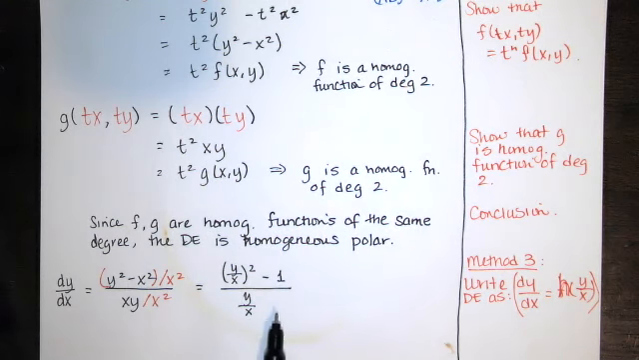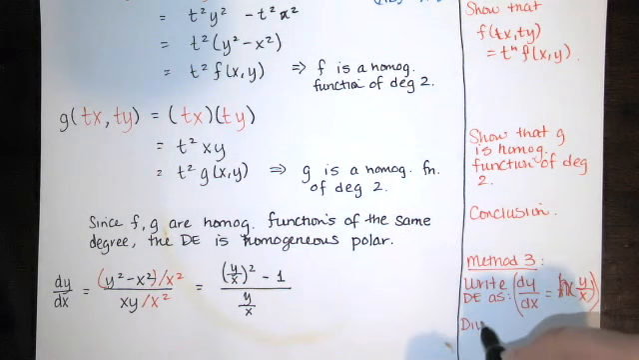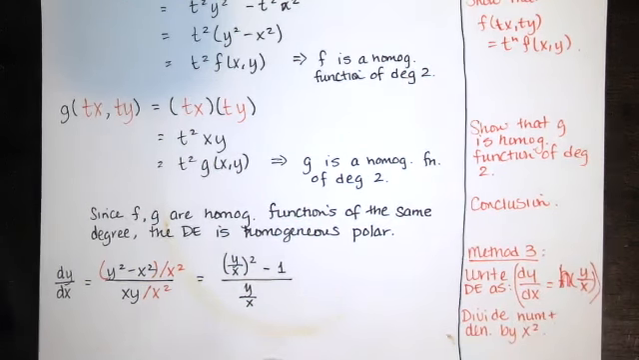Okay, so now this is a function of y over x only because I've got a (y over x) squared here minus 1 and a y over x here. There are no y's just by themselves. There are no x's just by themselves. So we have done this. So we divide the numerator and denominator by x squared in order to make that happen.